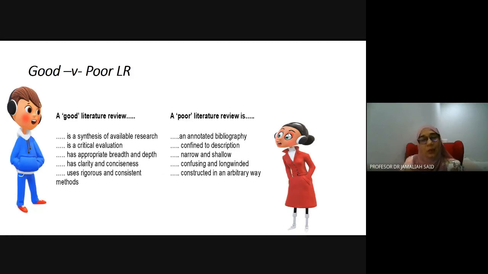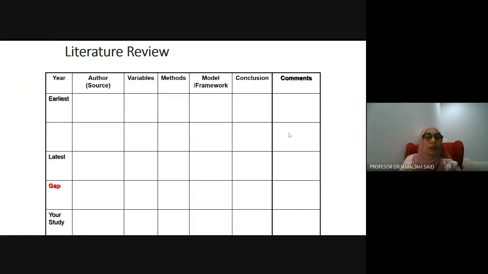But as I said, I don't want to demotivate you. You are new, so it's okay at this stage if you prepare the literature review in the form of a table. The earliest article you put first, followed by the second earliest. You will notice that this table will help you to prepare a critical literature review.